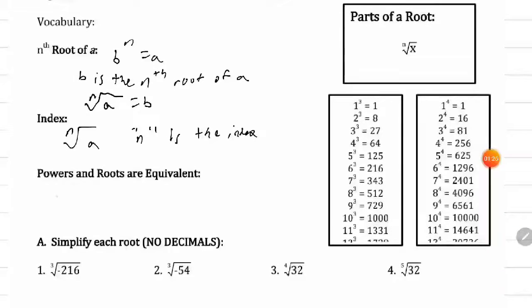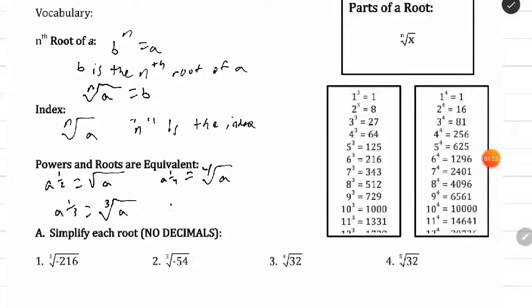What we mean by that is if we have a to the 1/2, that is the same thing as the square root of a. A to the 1/3 is equal to the third root of a. A to the 1/4 equals the fourth root of a. And a to the 1/2, squared, is the same thing as a to the 1/2 times 2, which is a to the 1st, which is a. So all our properties still apply.